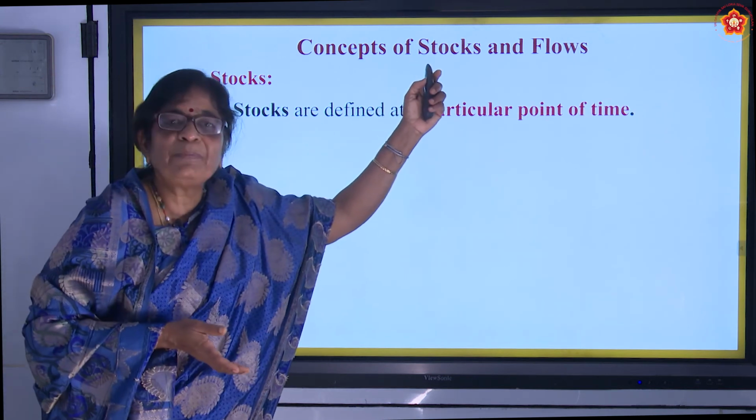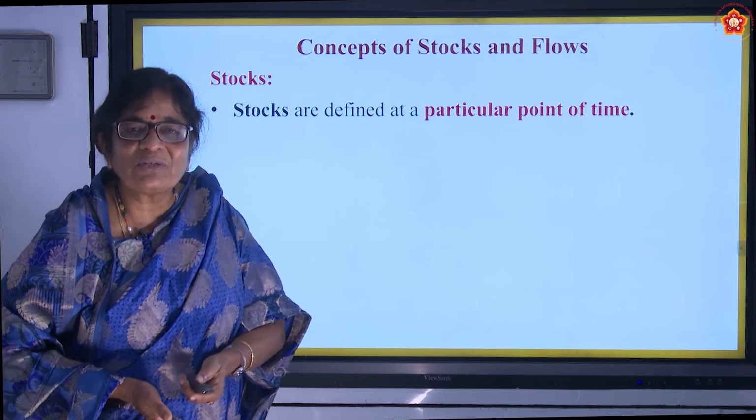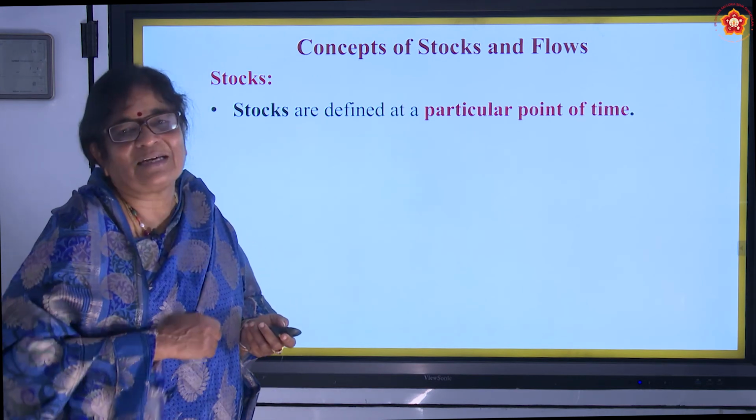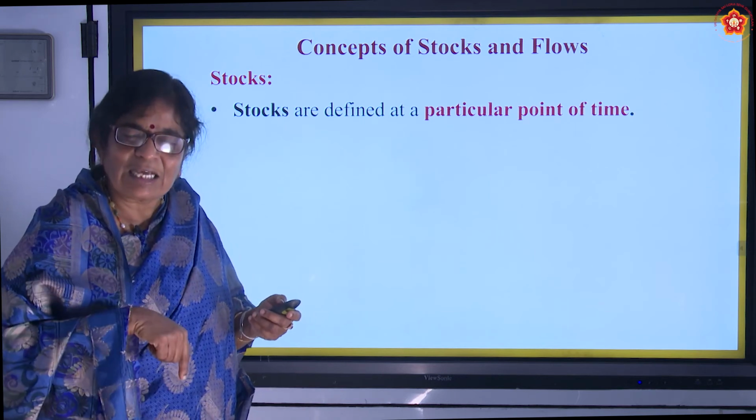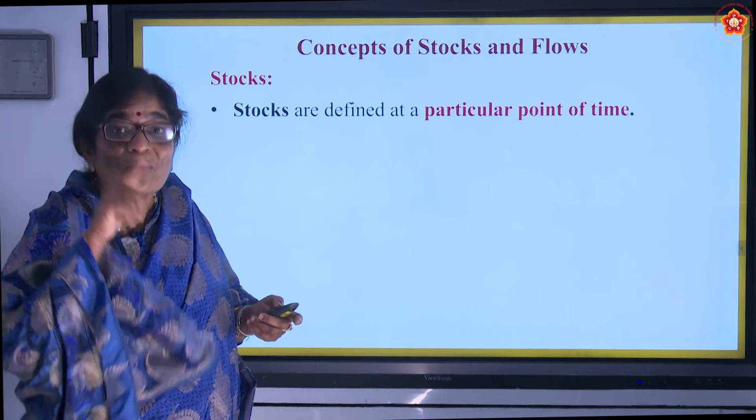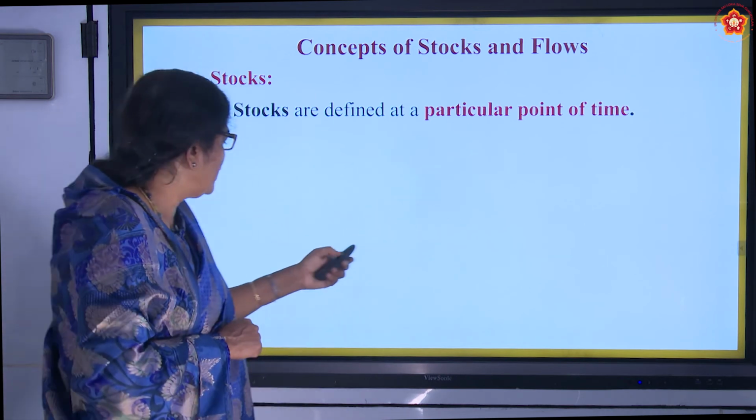Because in the initial period I might have 10 lakhs, but at the end of the 31st I might have only 1 lakh. Therefore, not over the period. At the point of time of this day, at this time, what is the amount kept? Point of time, that means point of time.